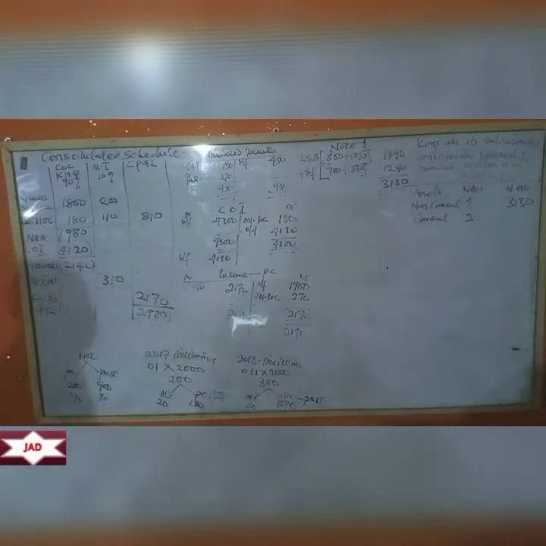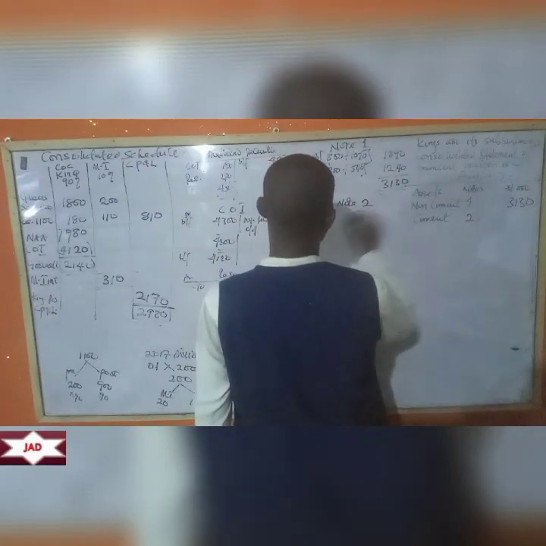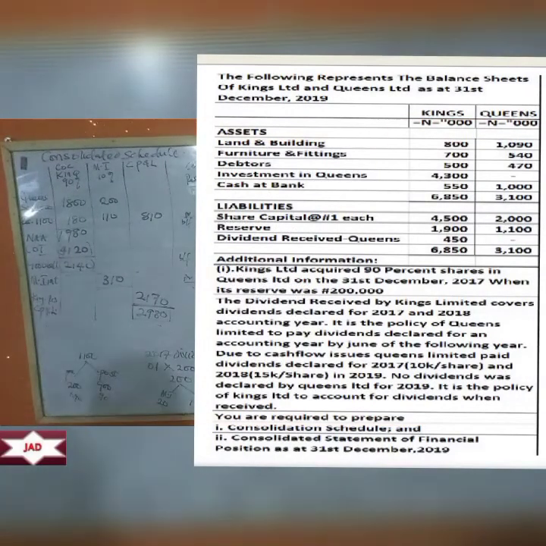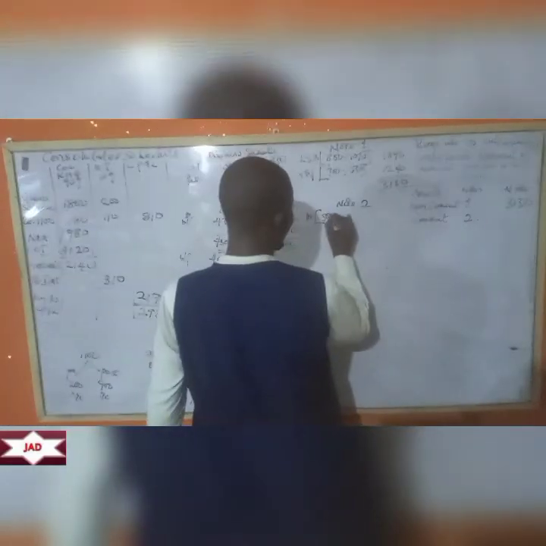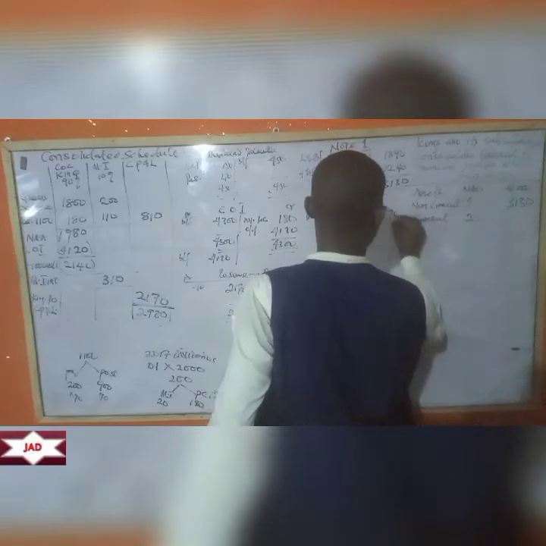Okay, so what is the current asset item? We have debtors and cash at bank. Let's call that note 2. Debtors. What are our debtors? The debtors there, we have 500 and 470. 500 plus 470. So what does that give to us? I think that's 970.